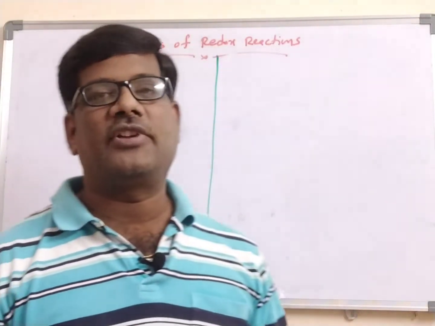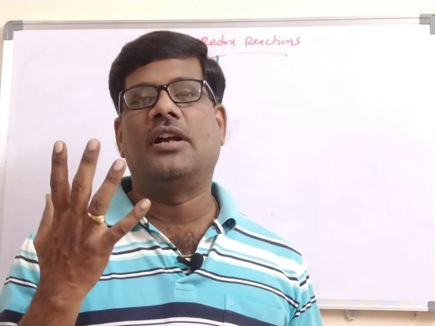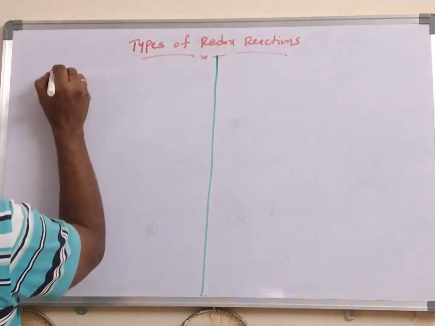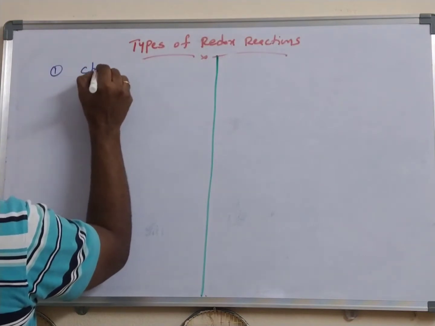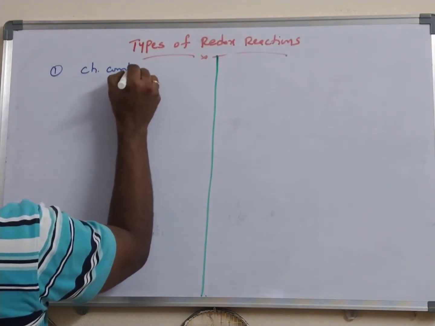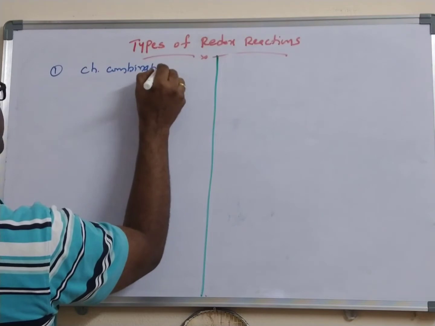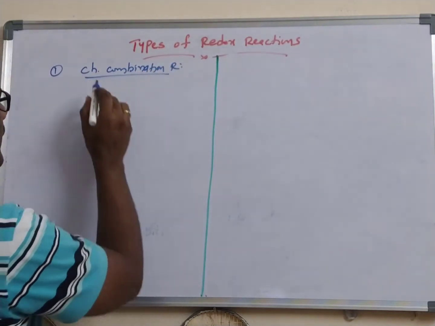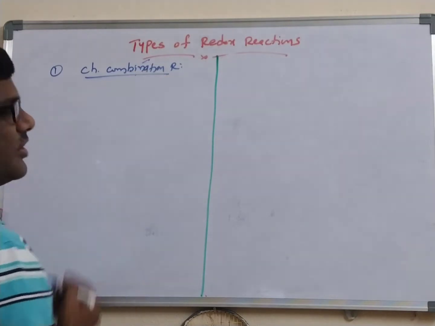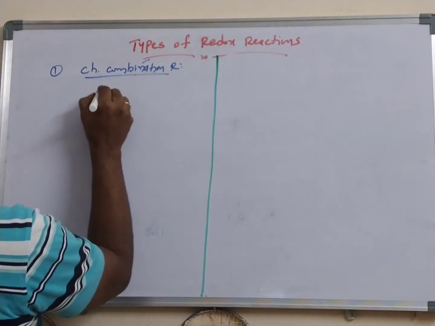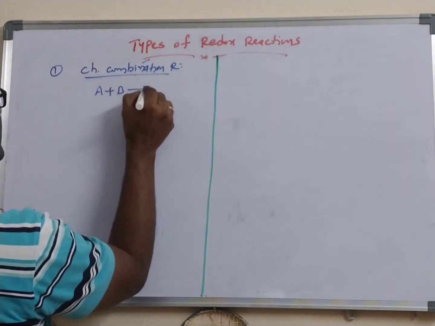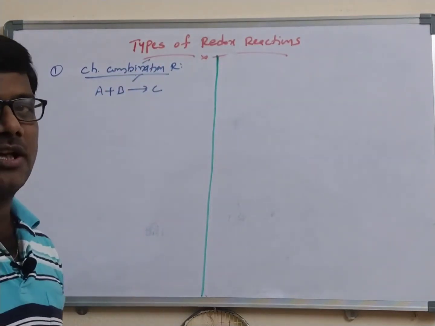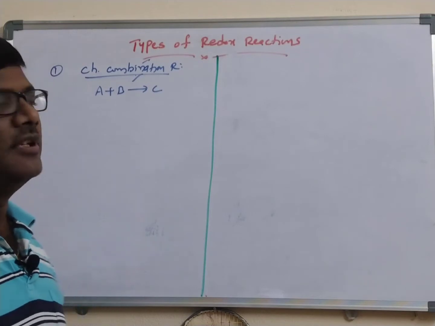How many types of redox reactions do we have? We have 5 types of redox reactions, and the first one is the chemical combination reaction. I will give you a simple general example. What is the chemical combination reaction? Let us take A plus B will give you C, and this reaction is called the chemical combination reaction. Now I will give you the definition of the chemical combination.